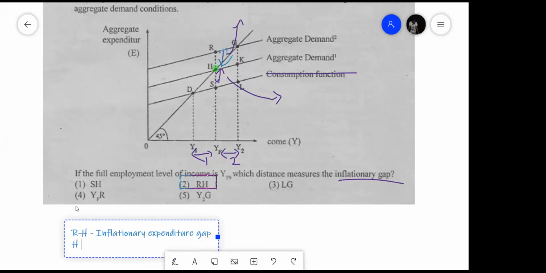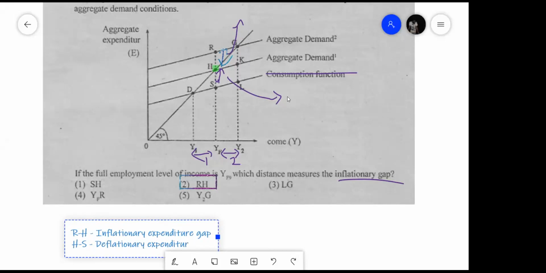The difference between H and S, please don't memorize the letters, what is that called then? That is called a deflationary expenditure gap. Now, this has to be not the consumption function. It has to be another aggregate demand function. That's why I cut this off, to teach you something extra. So that will be the deflationary expenditure gap.